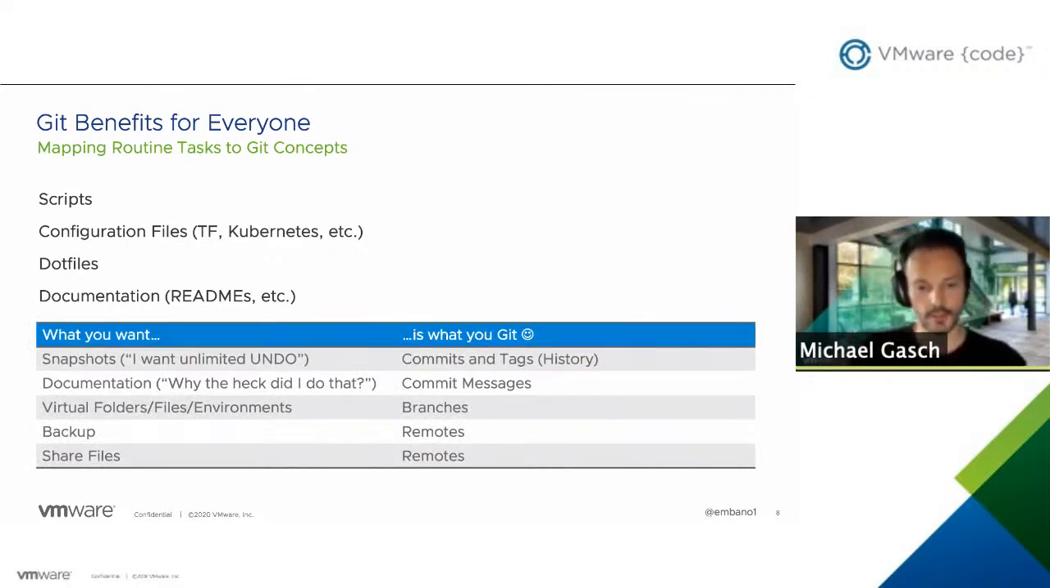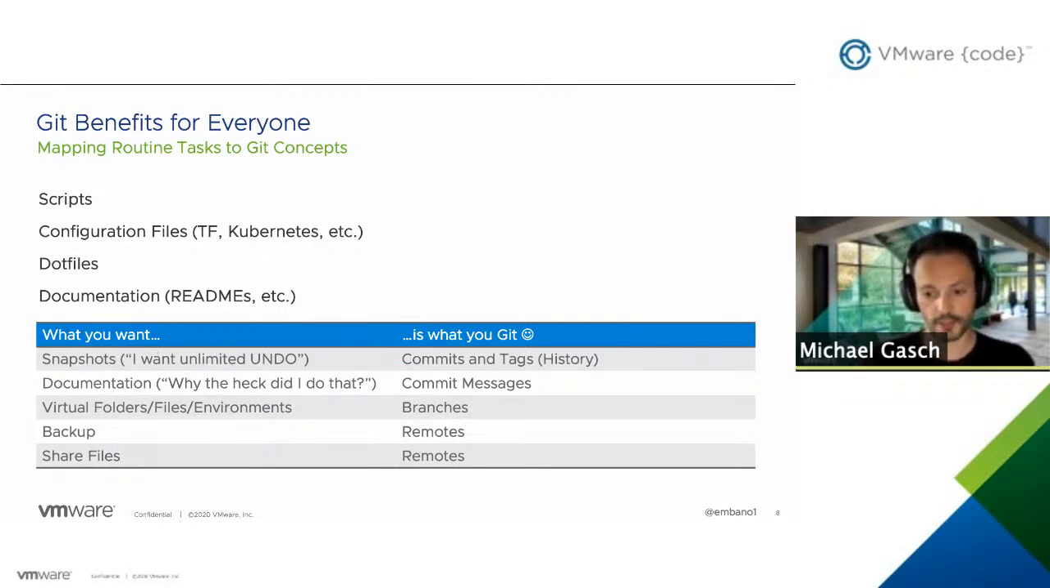So this is a table where I try to map concepts that, if you're not familiar with Git, might make sense in kind of plain English. So let's assume you want snapshots for the files that you create, be it scripts, configuration files, or any of the above here. And basically, you want to make sure that you can always go back. You have this undo button.